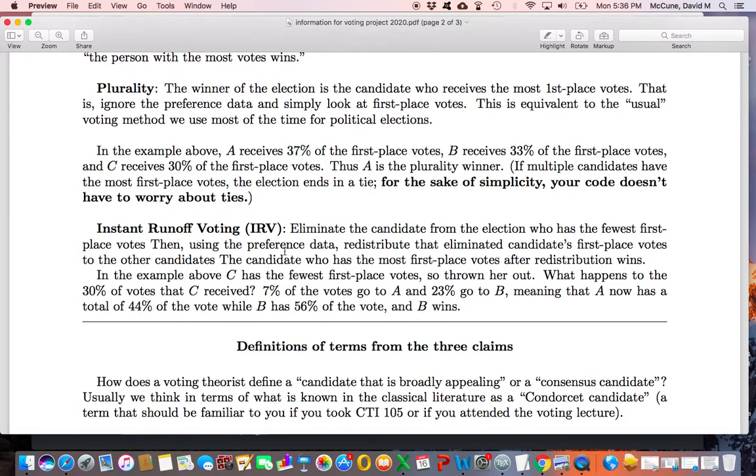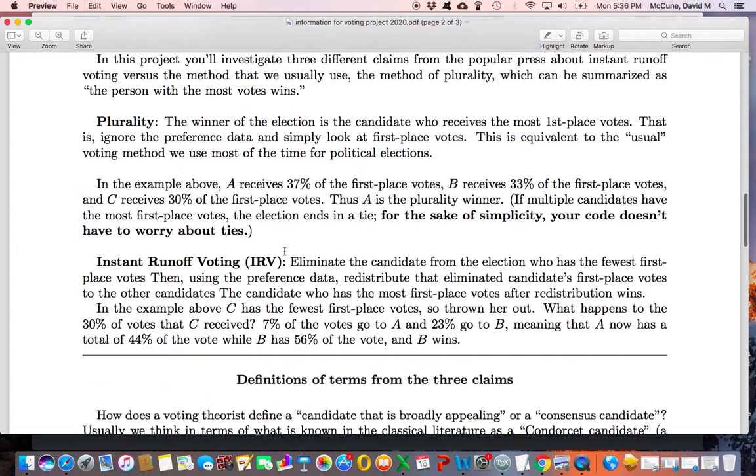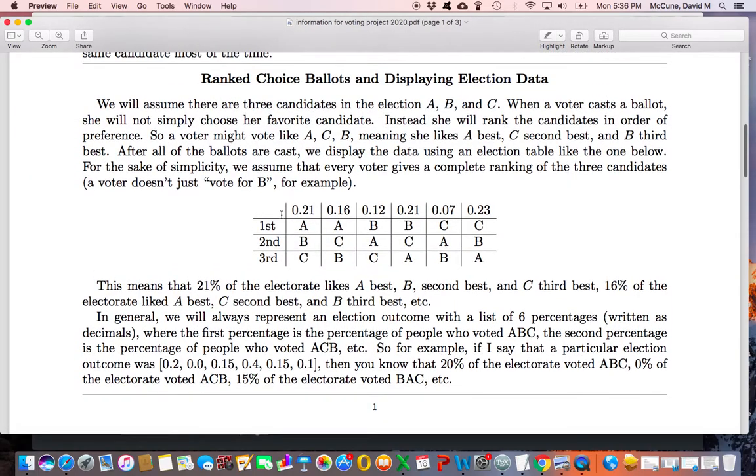Instant runoff voting, how does that work? Well, basically, you scan your eyes across the plurality data. So we look at the first row here, and we say to ourselves, candidate A got 37%, candidate B got 33%, candidate C got 30%. So if you're just looking at first place data, C came in last. So what do we do? We just throw C out of the election.